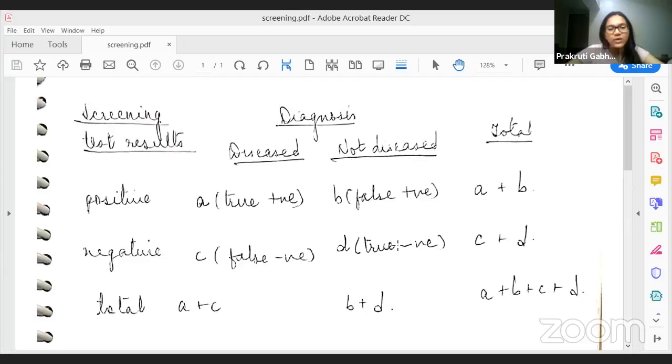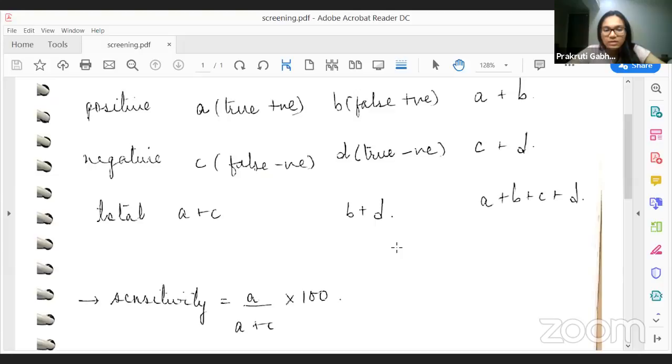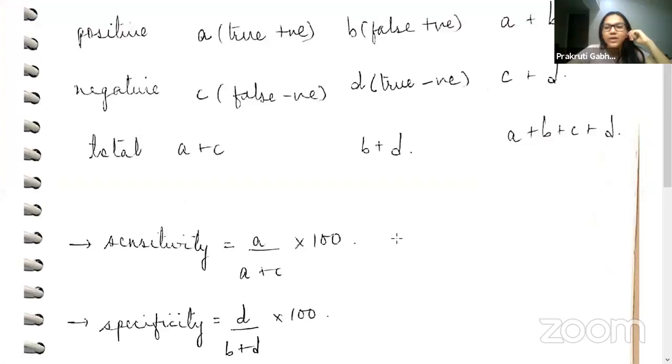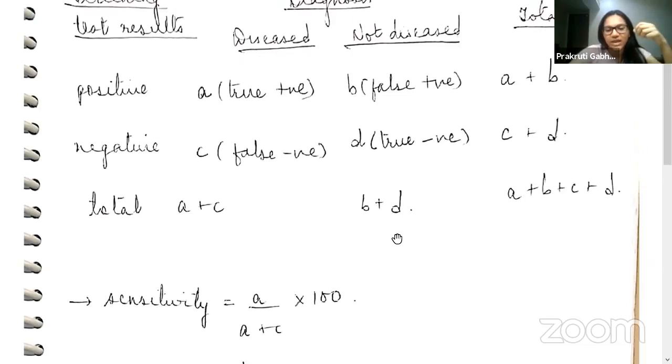When we talk about the sensitivity of any screening test, it means your ability to identify true positives. That means how many of them actually have diabetes and how many of them were screened positive for diabetes. Hence, you calculate it as the number of true positives, A, upon the total number of diseased, the diabetics, A plus C, into 100, because it's expressed as a percent.